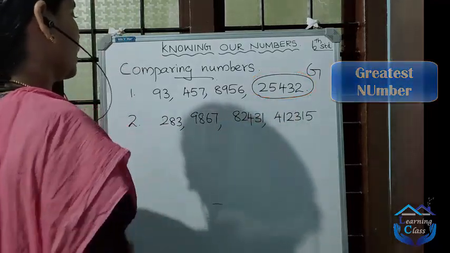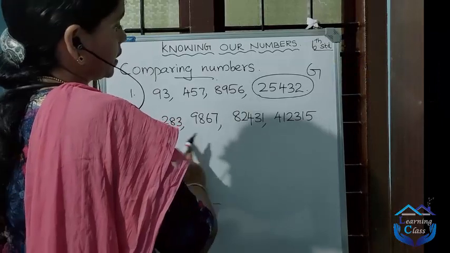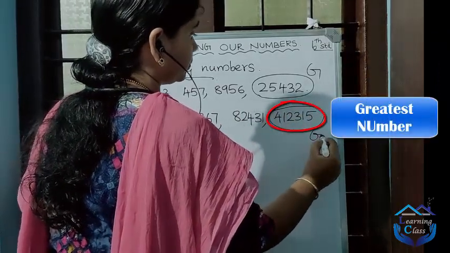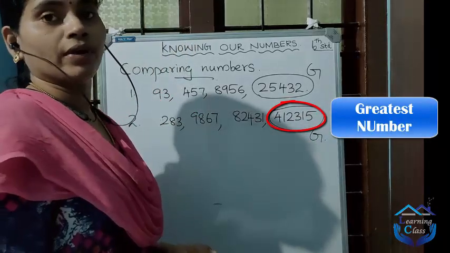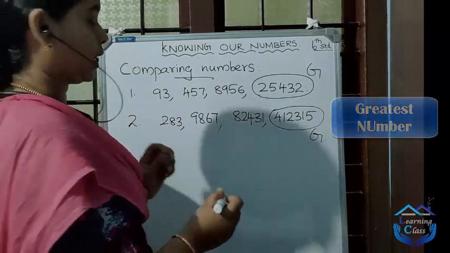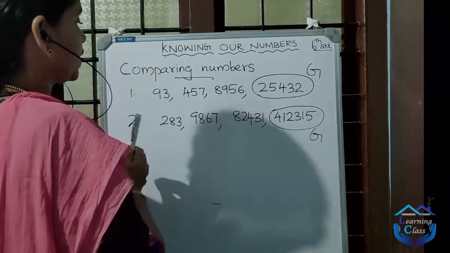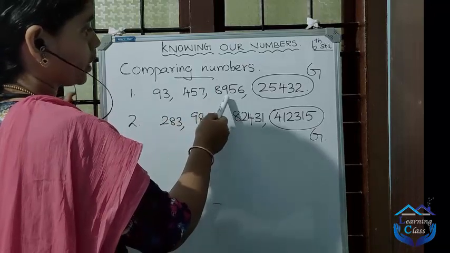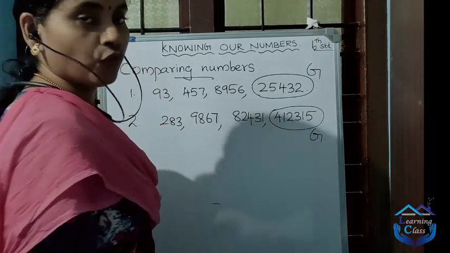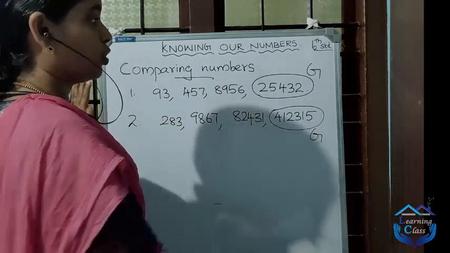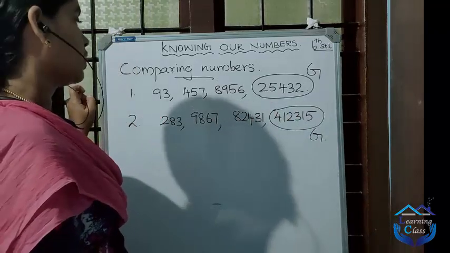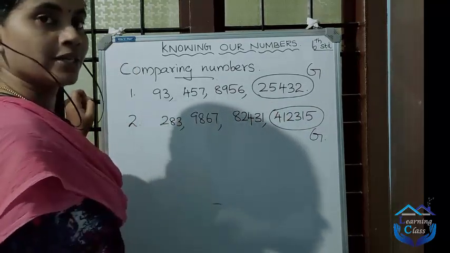And let me check the next group of numbers. Here, this is the greatest number. How can we identify? We are looking at the digits. Here only 2 digits are there. Here 3 digits. Here 4 digits are there. Here how many digits? 1, 2, 3, 4, 5. 5 digits are there. So normally this is the greatest number. And which one is the smallest one? Clear. 93 is the smallest one.